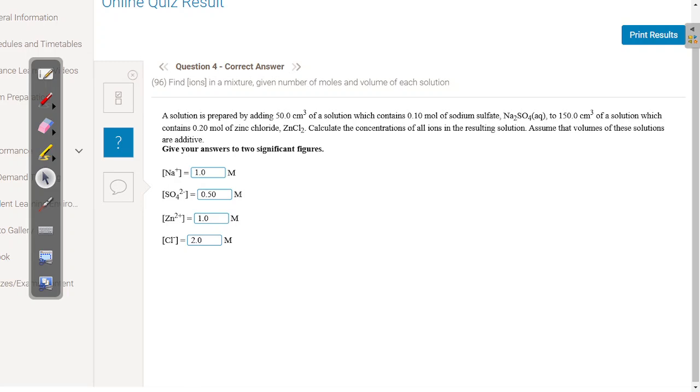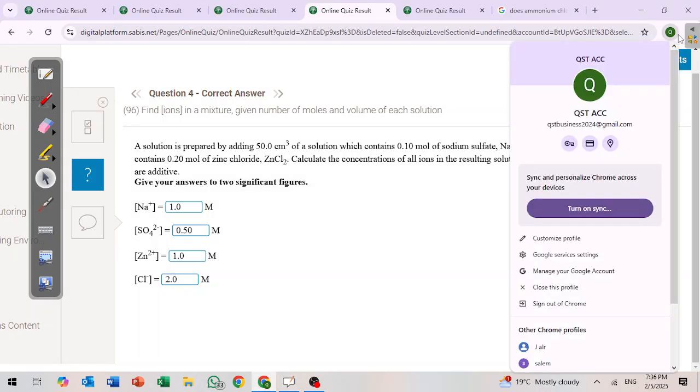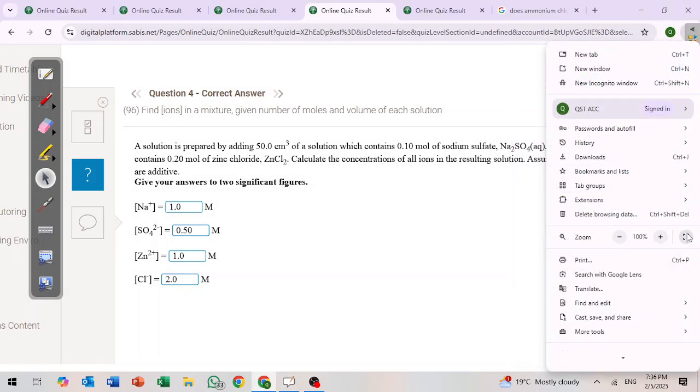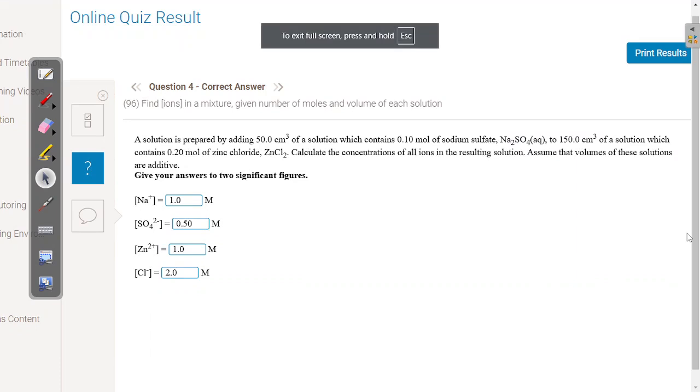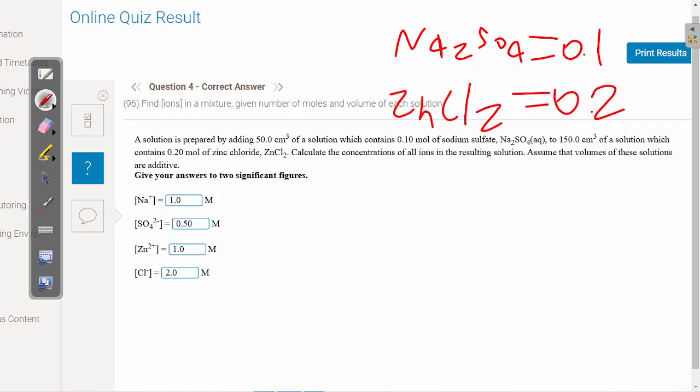Okay, this one is a bit hard. In the other question like this, I found the moles first, but here they gave it. So let's just write it down. Na2SO4 equals 0.1 moles, and zinc chloride is 0.2 moles. Okay, now let's write the equations.